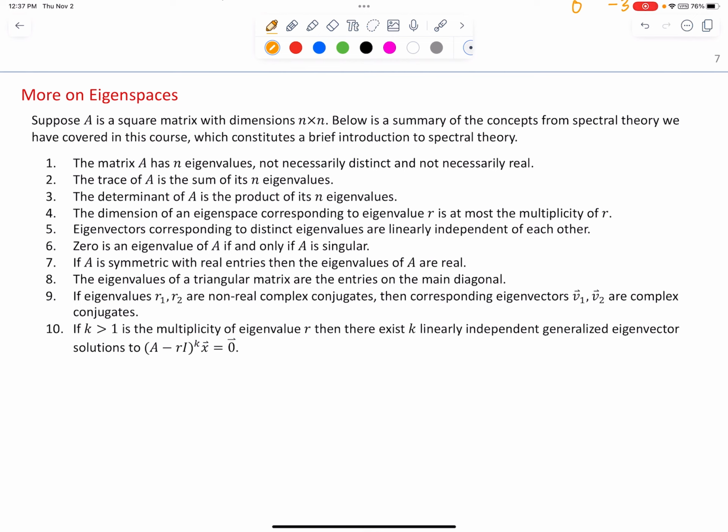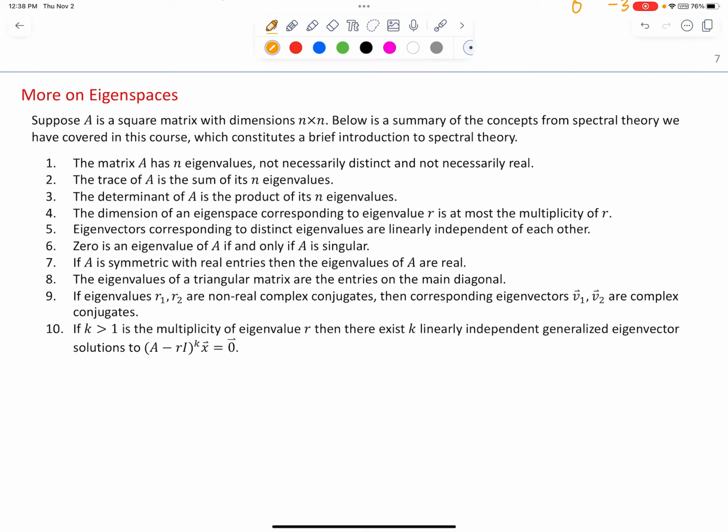Statement 1, the matrix A has n eigenvalues, but they're not necessarily distinct and they're not necessarily real. Now, that's because the characteristic polynomial will be degree n, and algebra theory tells us that a degree n polynomial has n roots, but not necessarily distinct and not necessarily real. Statement 2, the trace of A, which is the sum of the entries on the main diagonal, will also be the sum of the n eigenvalues. So we have two ways to find the trace.